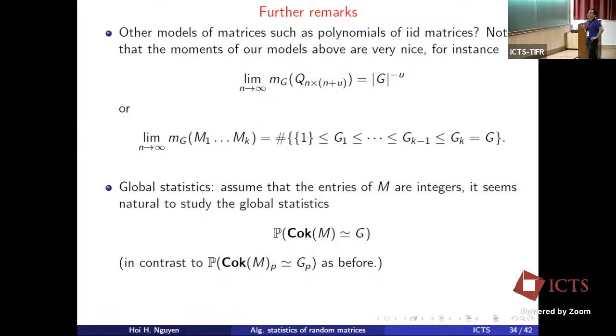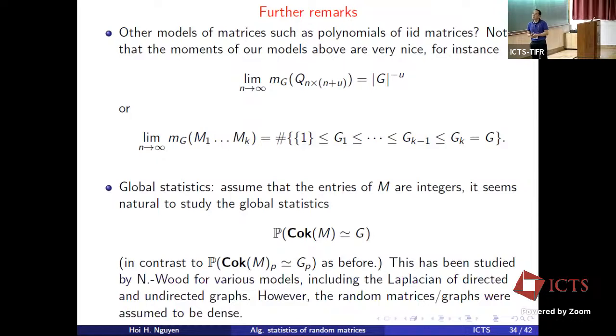Another thing people are interested in, and we find it natural, is the global statistics. Assuming that the matrices have integer entries, we look at the cokernel of this, which is Z to the n modulo M Z to the n, so it's an abelian group. We are looking at the genuine distribution of this, compared to what we did before, where we just looked at the p-subgroup of it. So we call this global statistics, and the other is like local statistics, I don't know. We just look at the coordinates of the random vector.